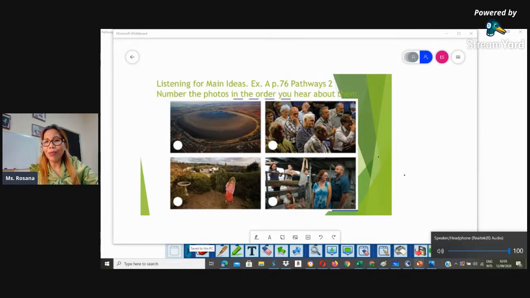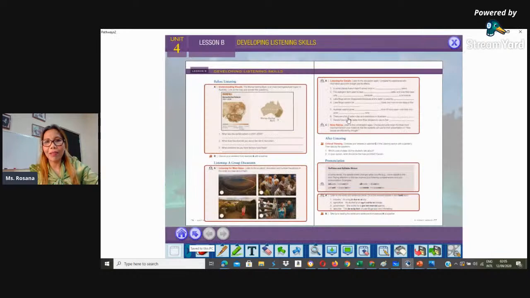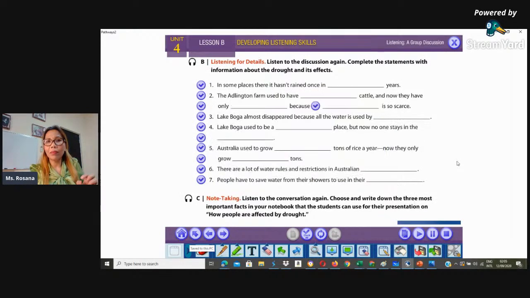All right, now let's move on to the next activity. So here, you are going to listen to details and you are going to answer specific information from the conversation or from the talk among the students. So you've got to pay very close attention so that you'd be able to get the correct answers.